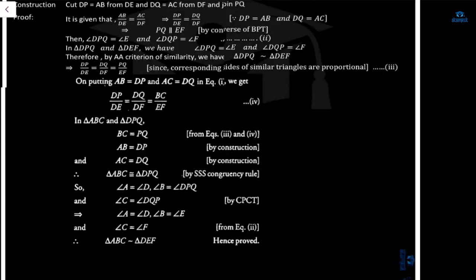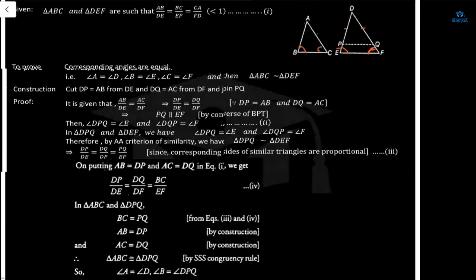Now here we have proved that, in the same triangle, the two triangles DPQ and DEF are similar. What we need to prove is that ABC is similar to DEF. Since these two triangles are similar, we are going to use the proportional sides of these two triangles.